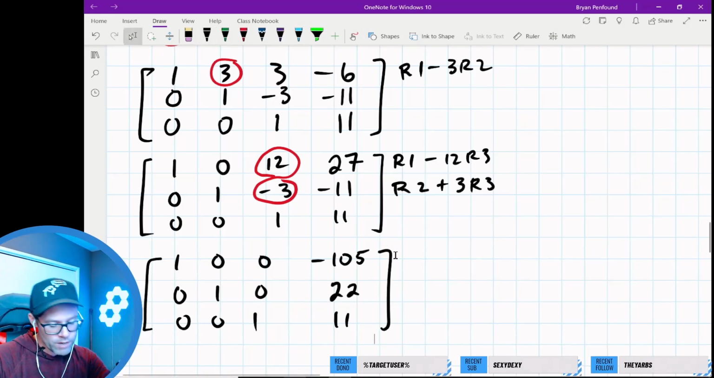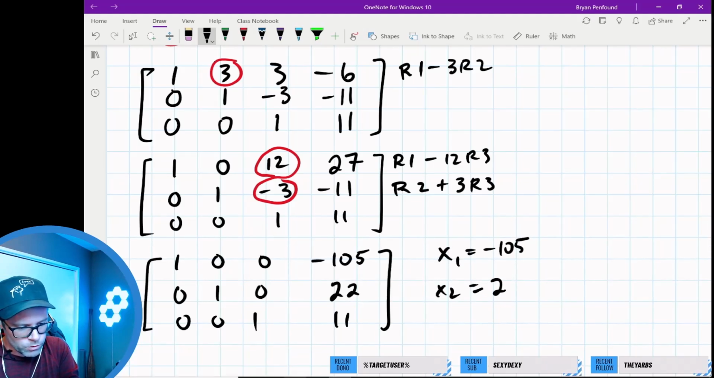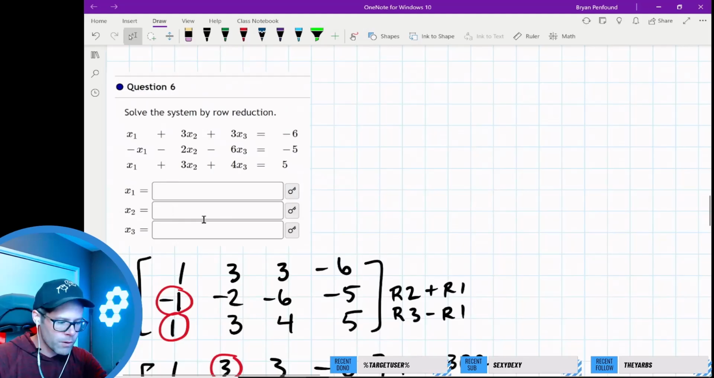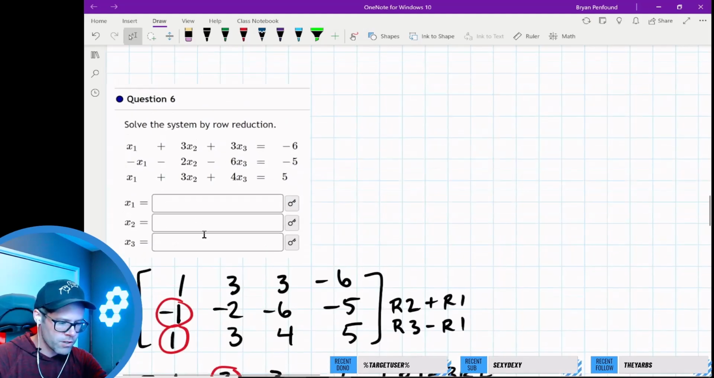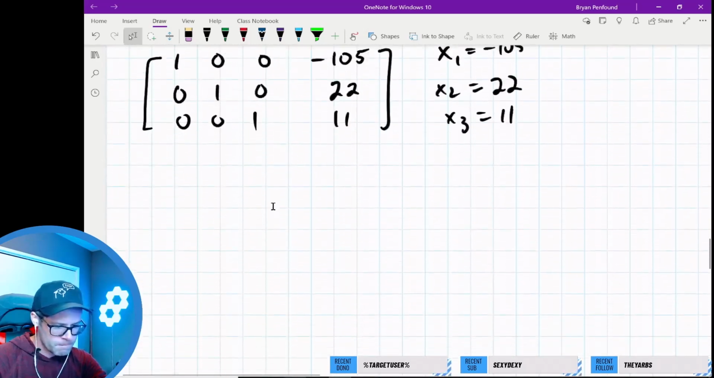Okay, so that should give us our final answers here. So we have x1 is equal to -105, x2 is equal to 22, and x3 is equal to 11. So you can take those values, whatever you end up getting here, right? You're just inputting those numbers here rather than inputting a full matrix as your final answer.